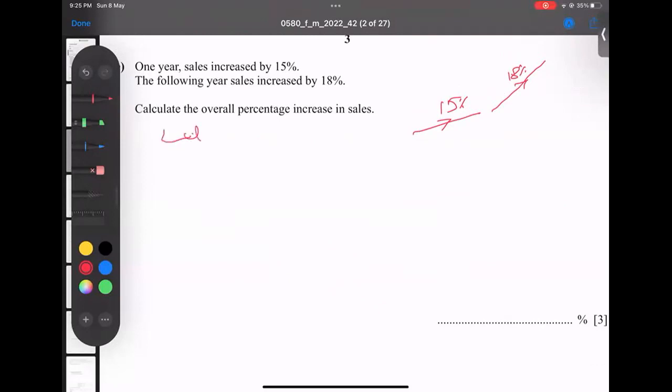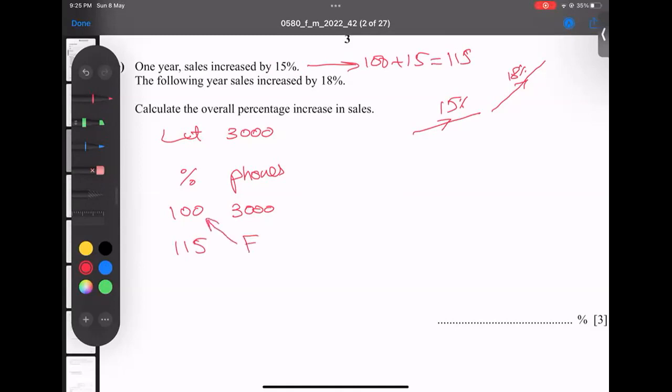So 3,000 is the original. This is called original, meaning percentage, and write phones or sales, no problem. So take this as a full. Full means 100%. And now 115% increase means what? 100 plus 15 gives you 115. So I want to find what 115 becomes. This is called first year. I write F for first year, cross multiply.